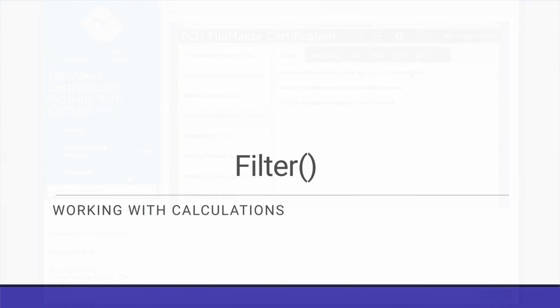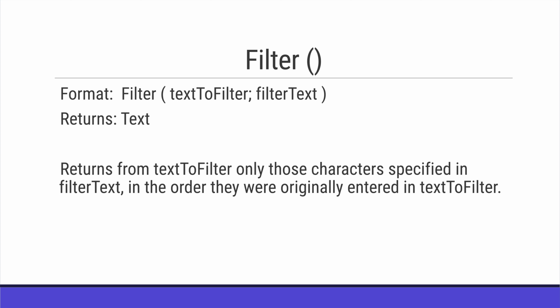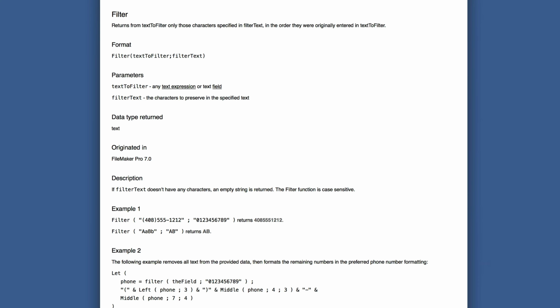The filter function is a little different than filter values, so if you haven't seen that, make sure to check that out. There are two parameters, text to filter and filter text, and it is a text result that it returns. Returns from text to filter only those characters specified in filter text in the order they were originally entered in text to filter. That almost makes it more confusing.